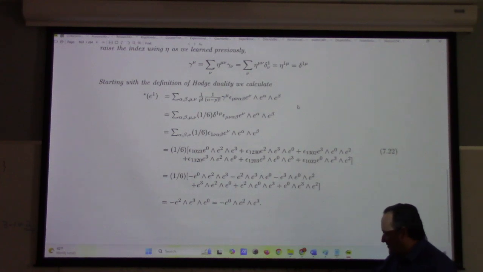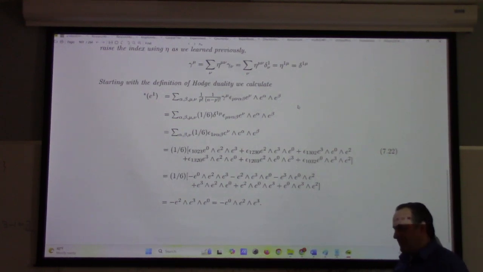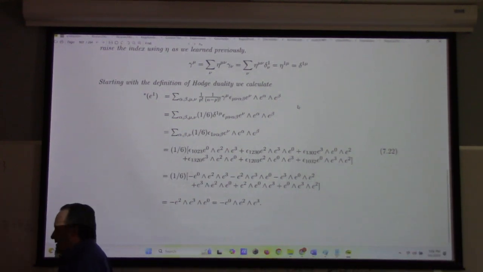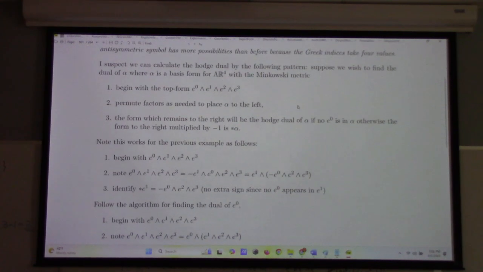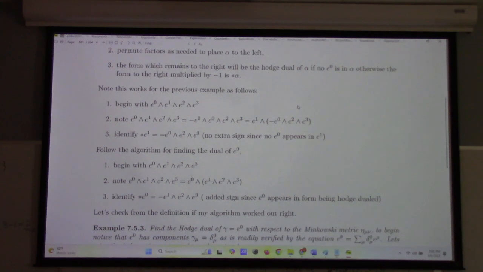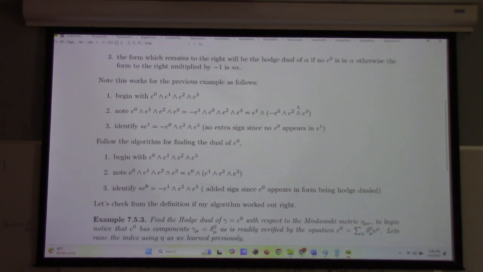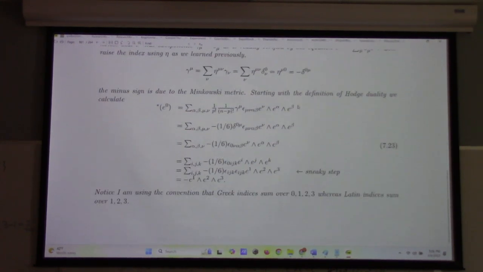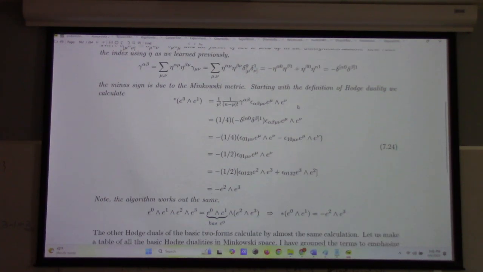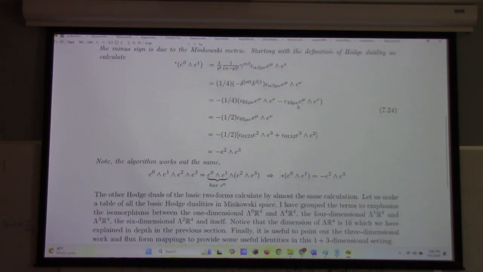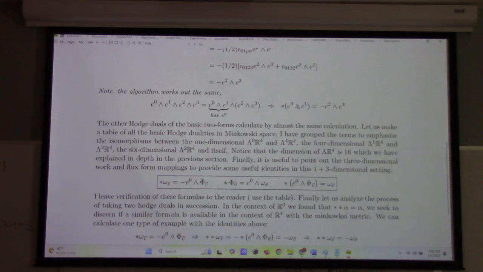So that's the Hodge dual of e^1, right? And the minus, yeah, the minus also comes into play. All right. So that's what gave us the algorithm I described to you guys already. And so here's how it works out for a 2-form. Same thing again.